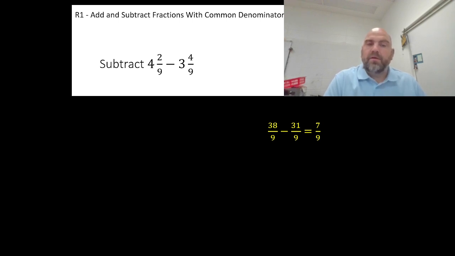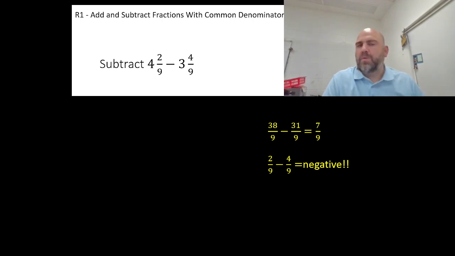Let's go through it with our mixed numbers. First step, subtract the fractions. If we do this here, we have 2 over 9 minus 4 over 9, and that's going to equal a negative. We don't really like dealing with negatives as a fraction. We don't want that at this point.